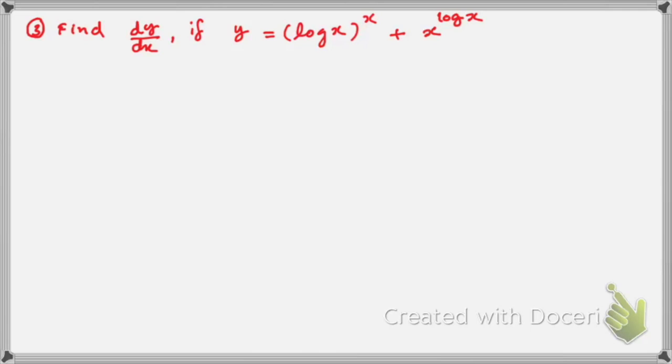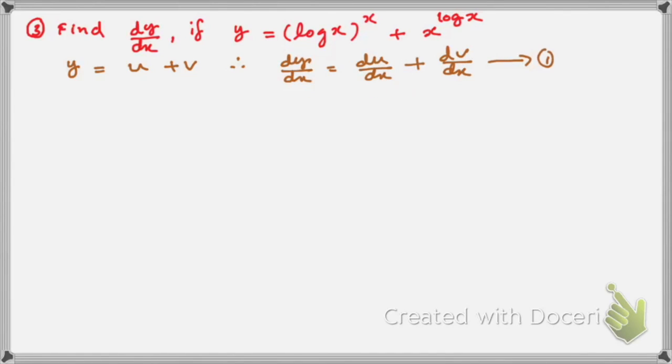So it's like u to the power of v, where both u and v are functions of x, it's under logarithmic. But I cannot apply logarithm directly because there is addition. So I'm going to call them u and v. So I'll say y is equal to u plus v. So to differentiate, differentiating with respect to x, dy by dx will become du by dx plus dv by dx, equation number 1. I'll leave it there, and I'm going to start with u now.